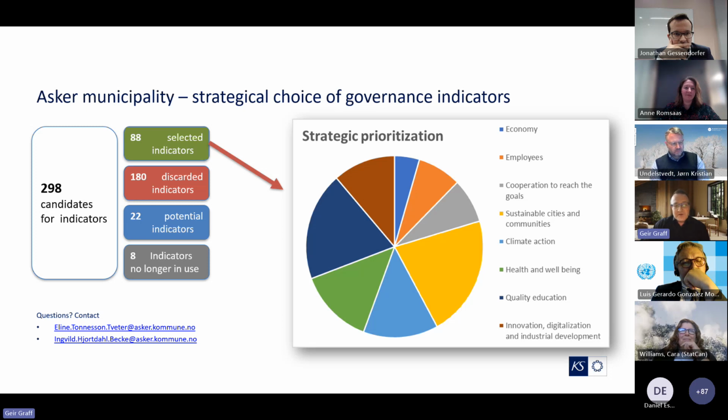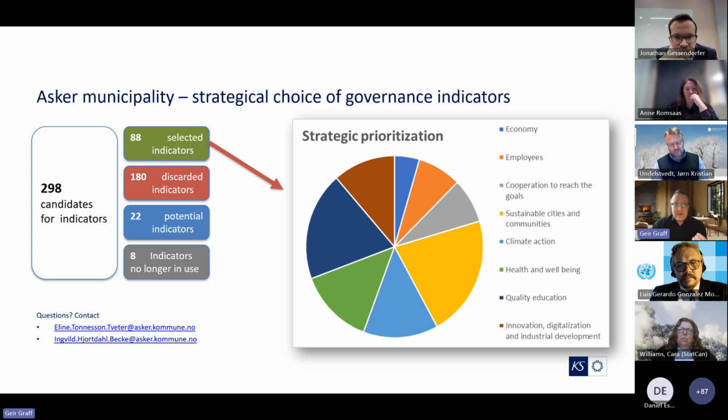But then they have used the taxonomy to choose 88 indicators out of those 300 and discard 180, to say that these ones are the best suited for our strategic prioritization. Here you can see the 8 goals of our municipal master plan, and they have then spread these 88 indicators out to see, do we have indicators measuring the most important goals for our municipality according to our assessment of the SDGs that we did in 2018.